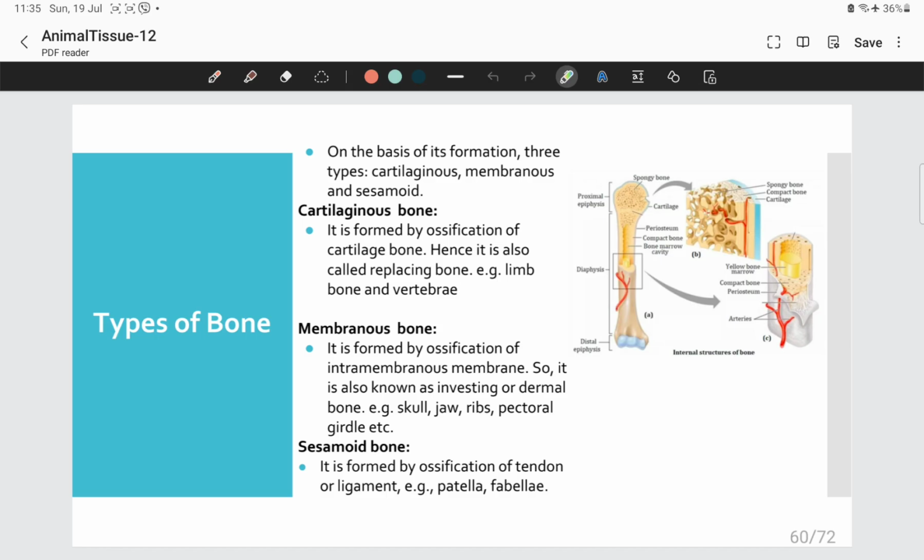And the last type of bone according to formation is known as sesamoid bone. This is formed by ossification of tendon or ligament. If the tendon or ligament is heavily deposited with minerals, then it gets the structure of bone, and this kind of bone is known as sesamoid bone. Example, patella or fibula bone.